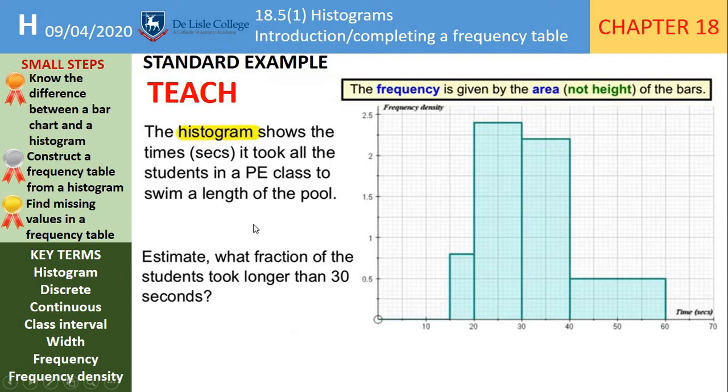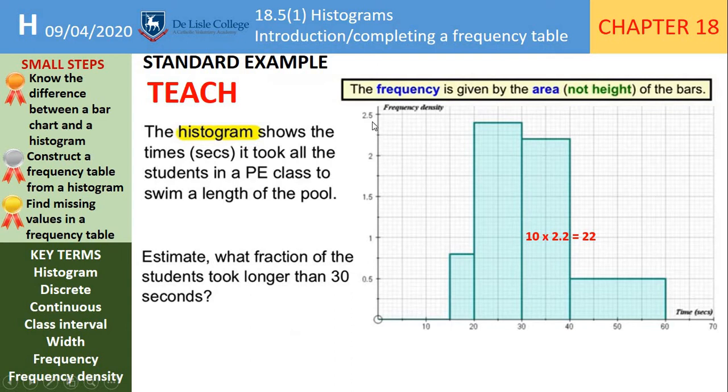Okay, now this one wants the fraction, which means we're going to have to work out the frequencies, the areas of all of the bars, not just the ones that it wants longer than 30. Let's work out the ones that took longer than 30 first. So here, 10 multiplied by the frequency density of 2.2. Slightly trickier on the scale here.